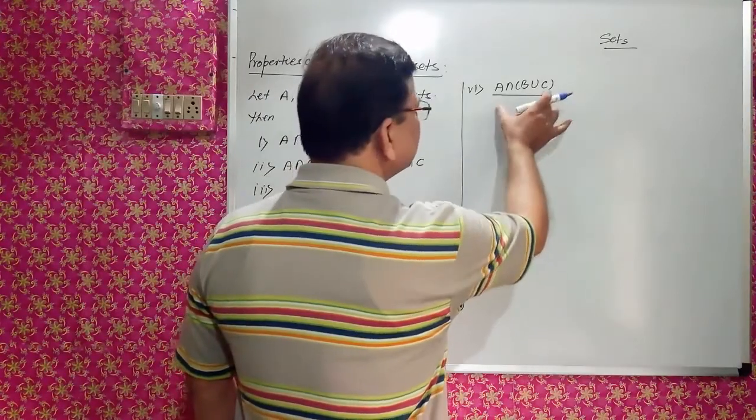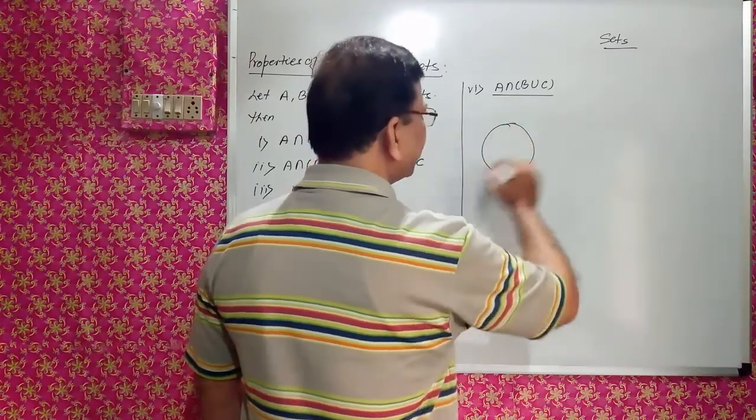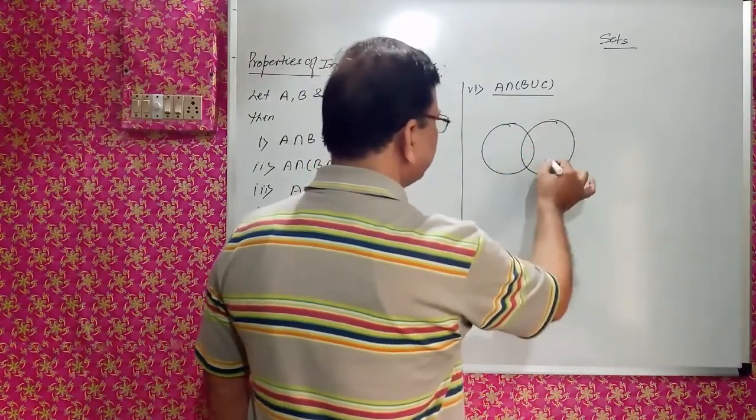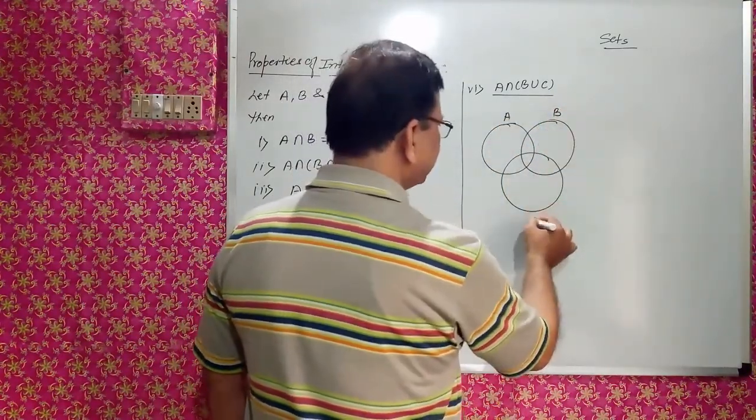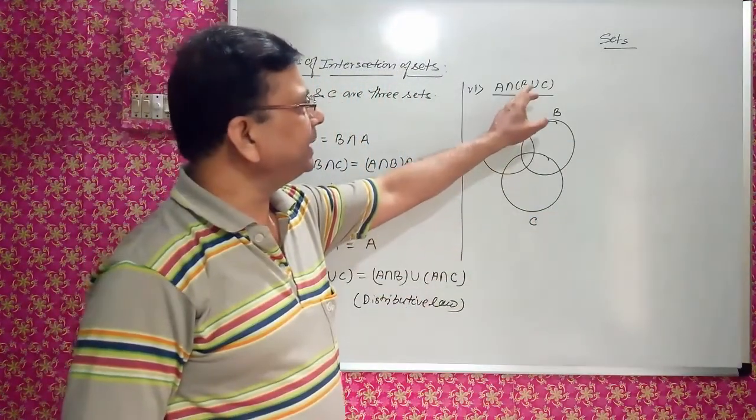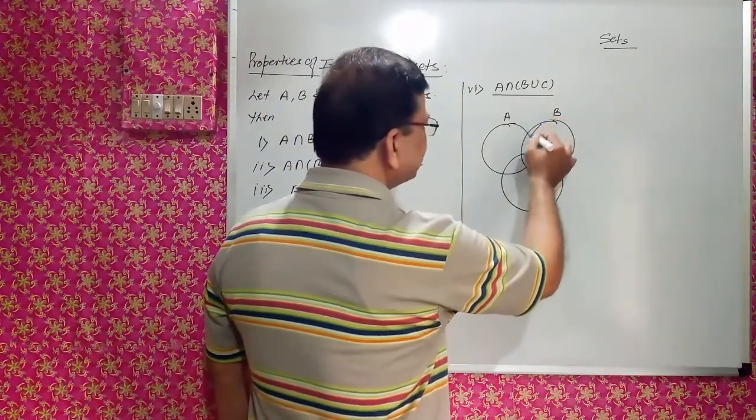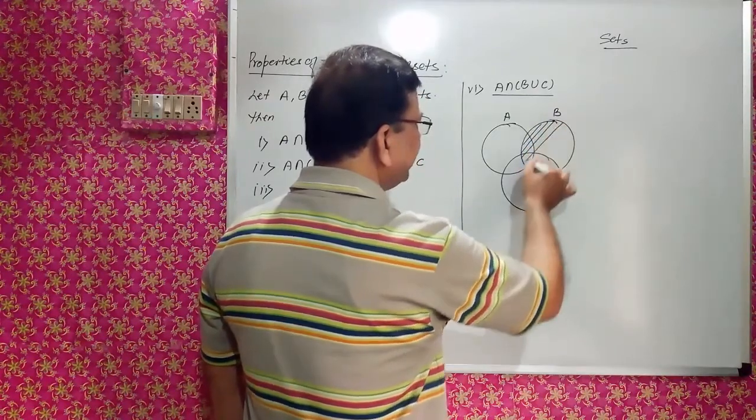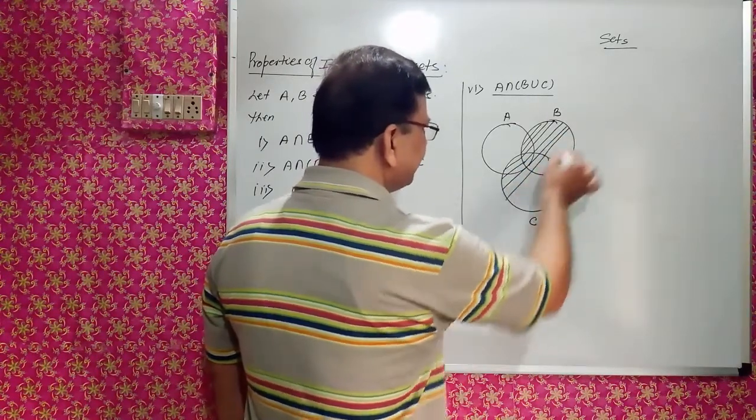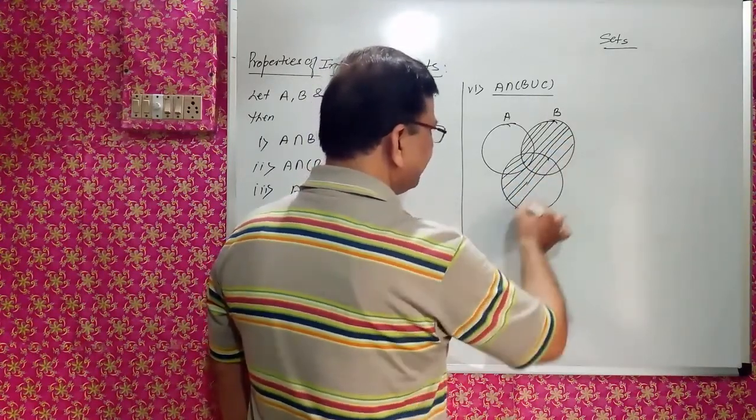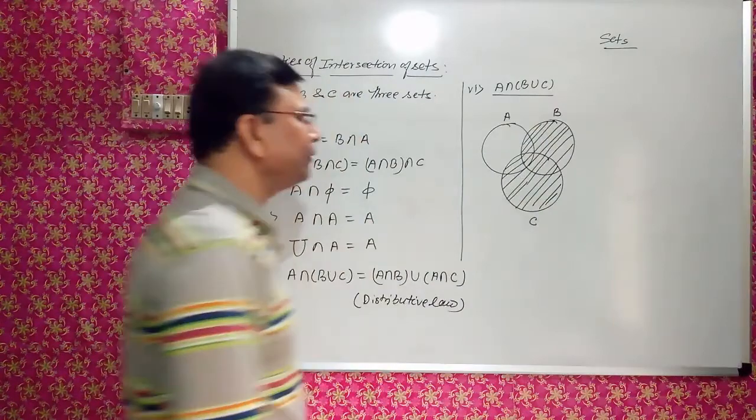So suppose three sets I am taking. This is A, right? This is B, and this is C. So first I will find B union C, right? So B union C, which area is there? This is the complete area. This complete area, even we will extend this, right? This complete area is B union C. This is B union C, complete area we will be getting.